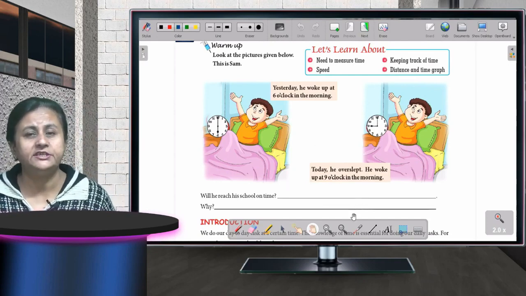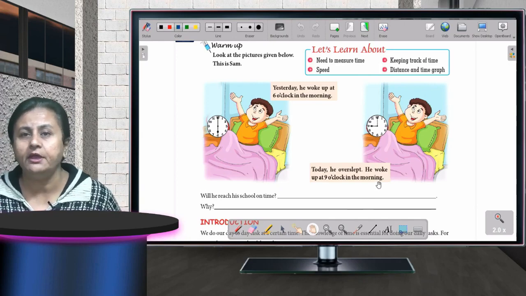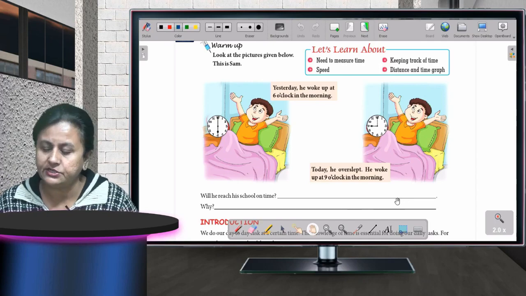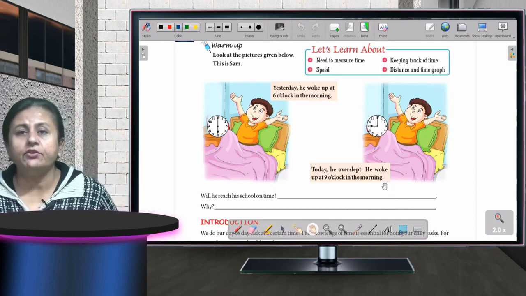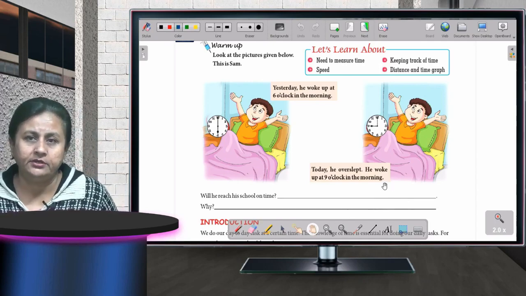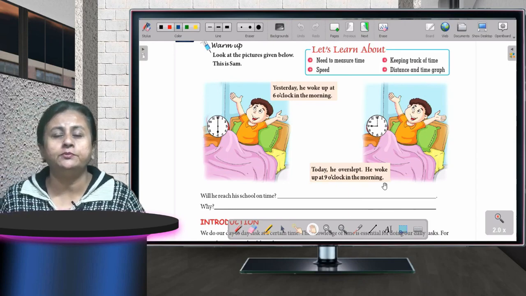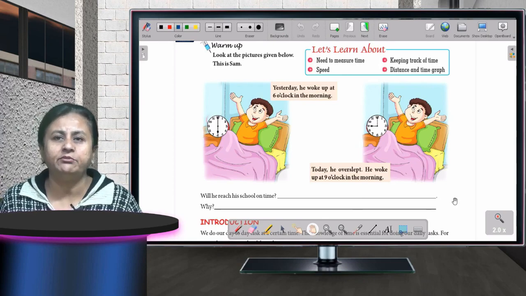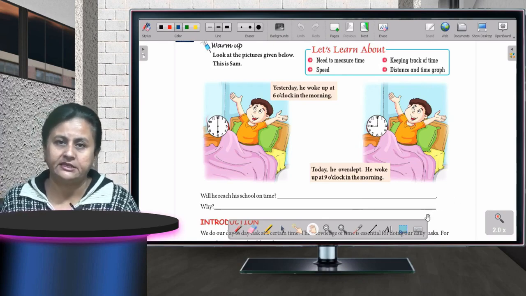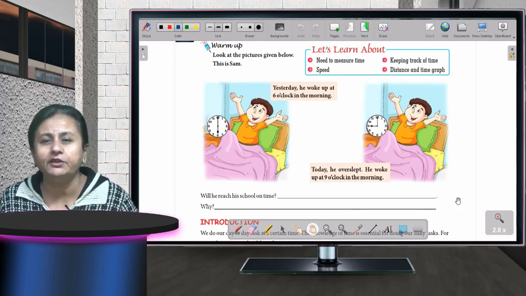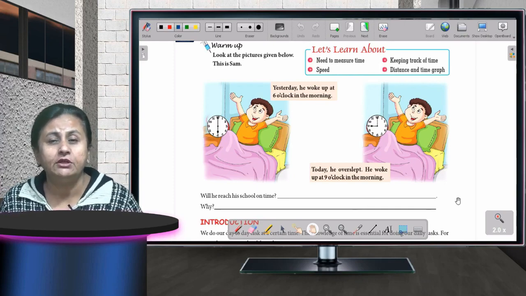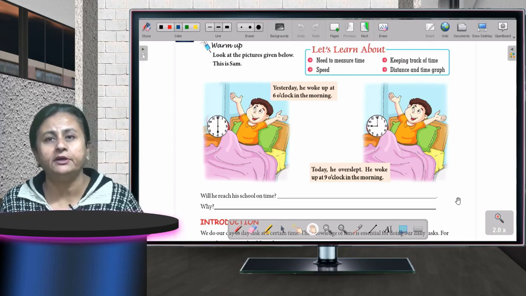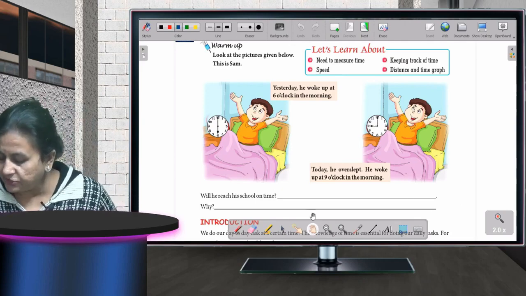No, because yesterday he got up on time, but today as he got late, he would not be reaching the school on time. So children, as you know, time is very important. Everything has to be done on proper time. For measuring time, the SI unit of time is seconds. Whatever work we do, every day we are doing a lot of activities. Each activity has to be done on its proper time. Fine, children? So we'll start the chapter now.